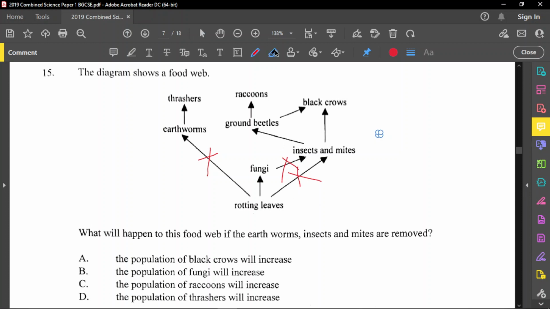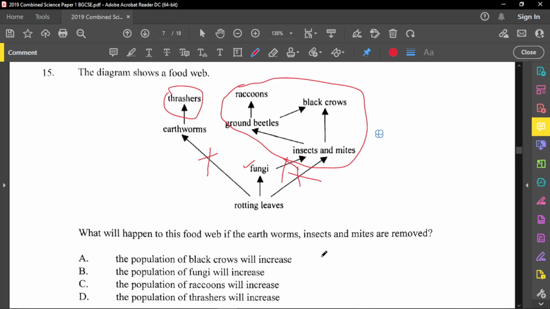A matter of fact, the point right here is that all of these organisms will become extinct because they have no food, right? Because all of them directly or indirectly feed on the insects and the mites. A matter of fact, there will be no thrashers as well because the thrashers feed on the earthworms. So the only organism that is actually left in this food web here, well, not a food web anymore, is the rotten leaves. Okay, so the simple food chain will remain. So the complex part of a food web will be gone, leaving only a single food chain.